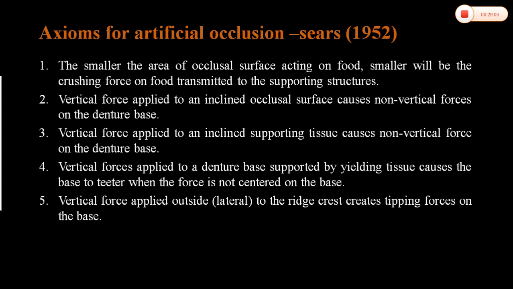Then fourth, vertical forces applied to a denture base supported by yielding tissue. Yielding tissue means flabby tissue or tissues which are loose in nature. Firm mucosal tissue is able to absorb the force and hold the denture in its position. If the mucosal tissue is loose or freely movable, and you apply pressure on it, the denture base will be moving or rocking. So forces applied to a denture base supported by yielding tissue cause the base to teeter. Teeter means to move unstably when the force is not centered on the base.